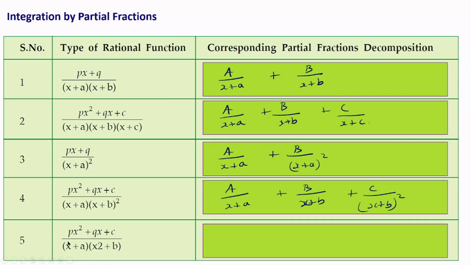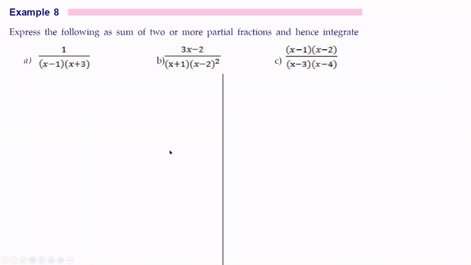And next, if we have (px² + qx + c)/((x + a)(x² + b)), then we have A/(x + a) + (Bx + C)/(x² + b). So these are the various partial fraction decompositions for different types of rational functions. And now we have the example question.